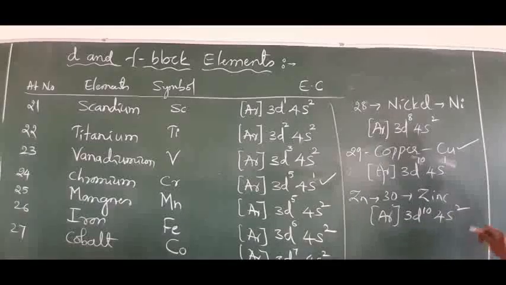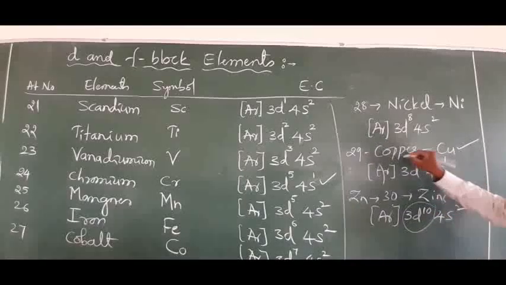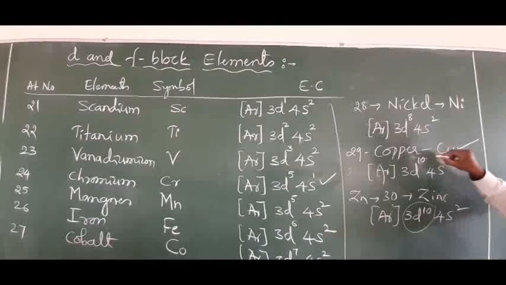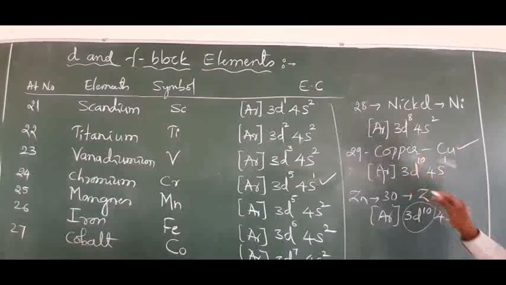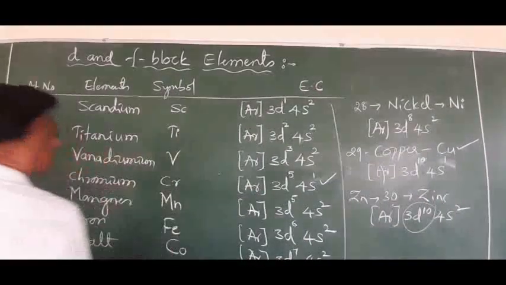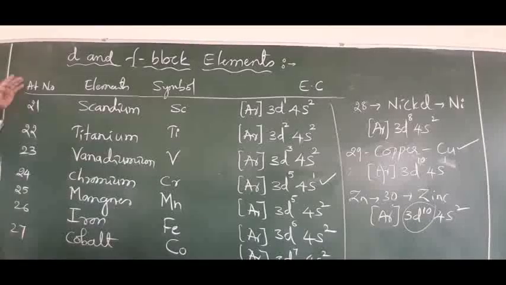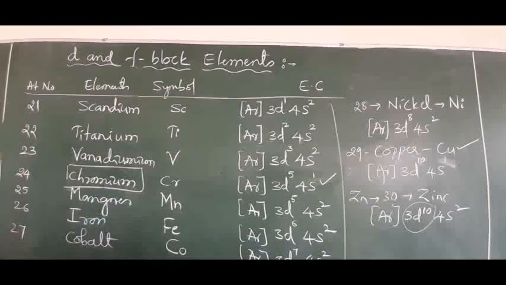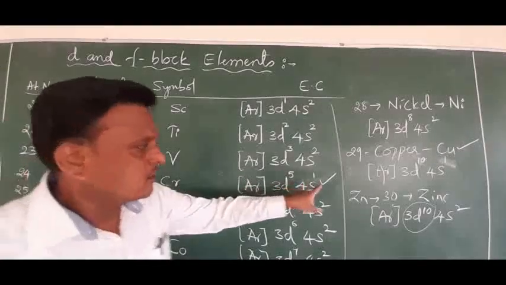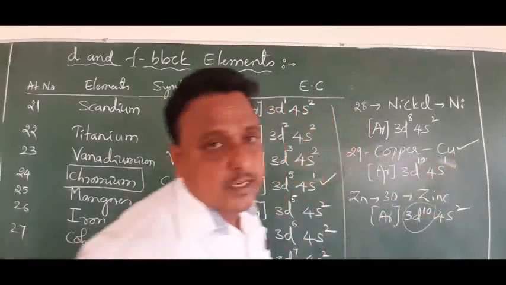Okay, friends, keep in mind that zinc is not a transition element because it has completely filled orbitals in the ground state. Copper is also 3d10, but that 1 electron is accepted from the s orbital. This is the electronic configuration of the 10 elements from scandium to zinc. I repeat: scandium, titanium, vanadium, chromium. In this case, concentrate on 2: chromium, argon 3d5 and 4s1, and copper, 3d10 and 4s1.